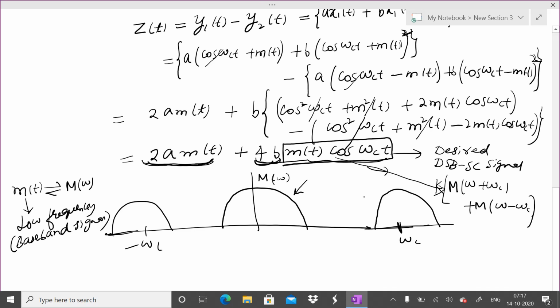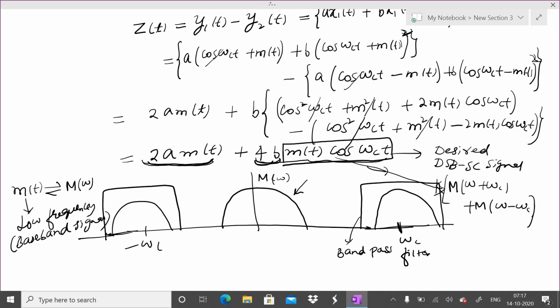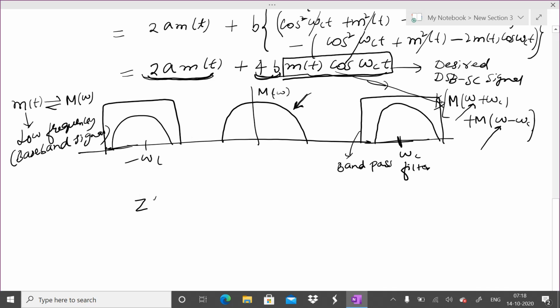Now how to get rid of this? What should we use? Any guess you can make? We should use a band pass filter. If we use a band pass filter, which will only allow these two, that is the spectrum corresponding to M of omega plus omega c and M of omega minus omega c, it will exclude this spectrum M of omega. So z of t, which is equal to 2a m of t plus 4b m of t cos omega ct, when passed through the band pass filter, of course centered around plus minus omega c, right?